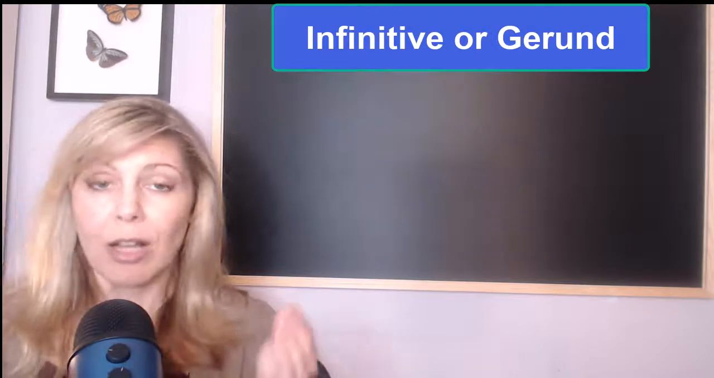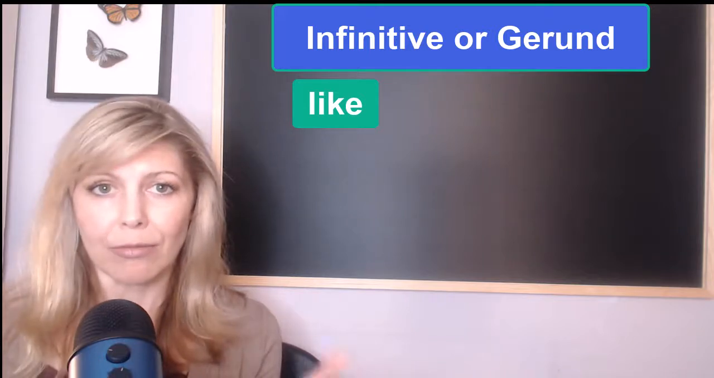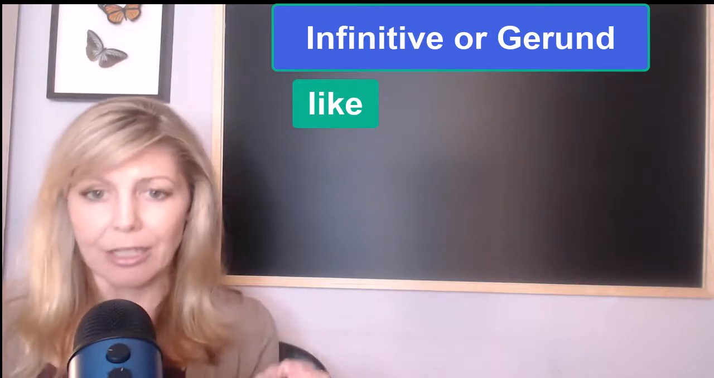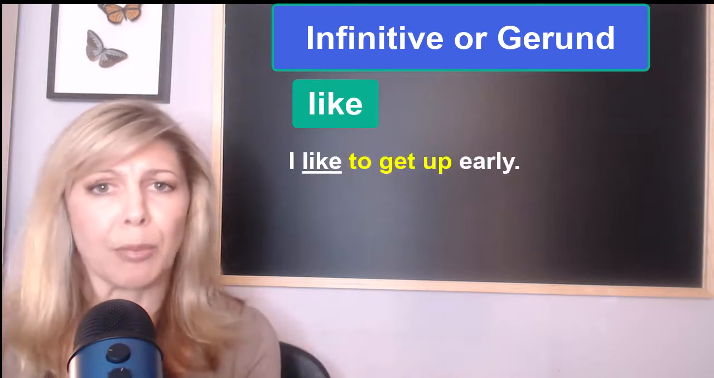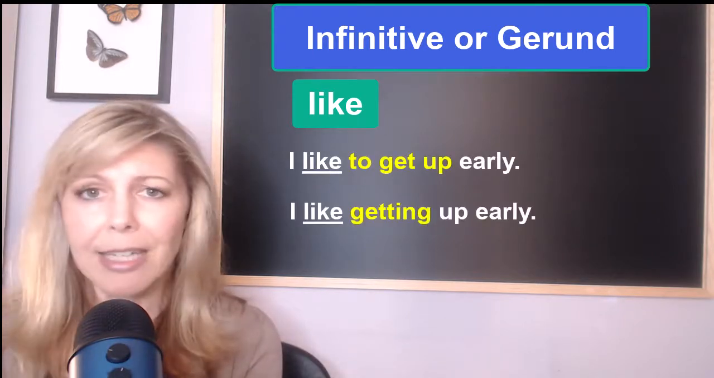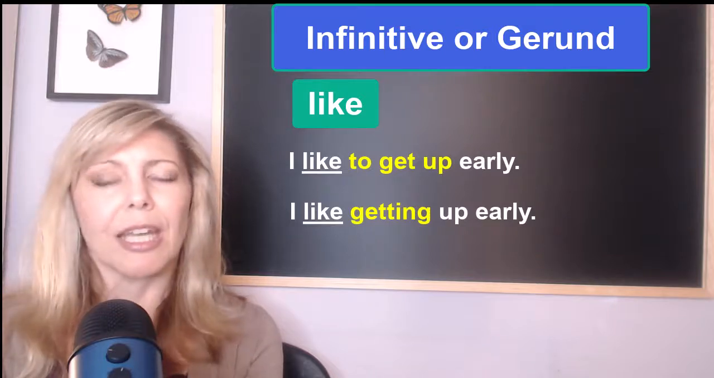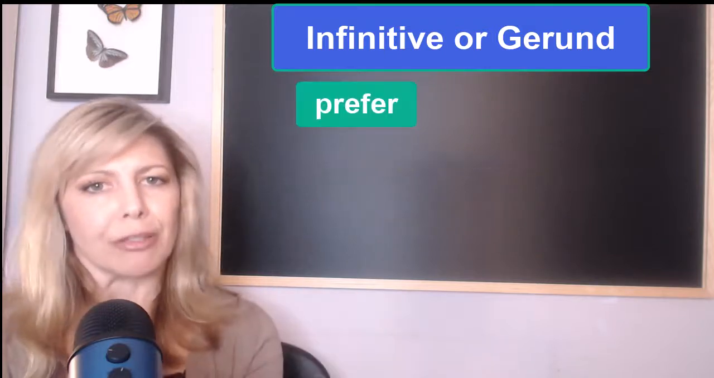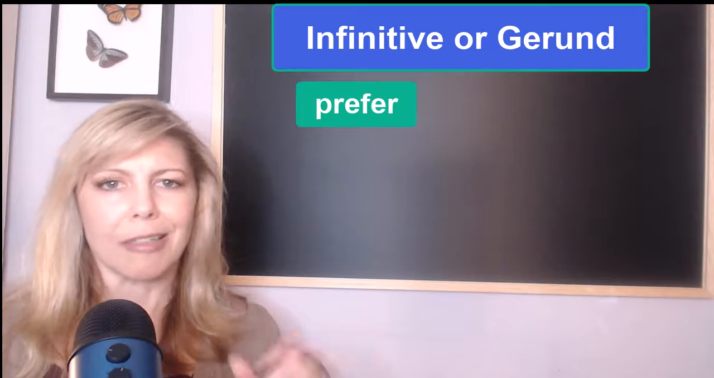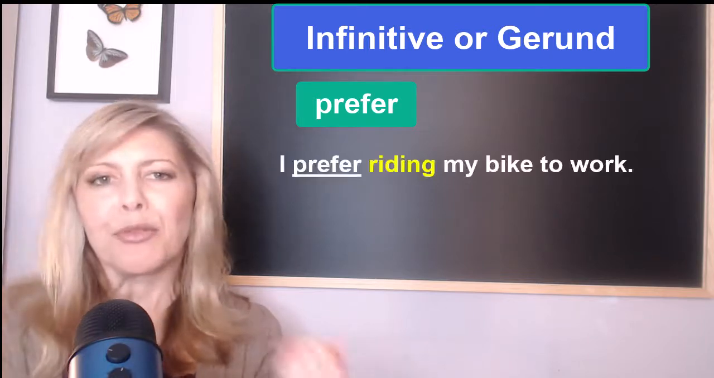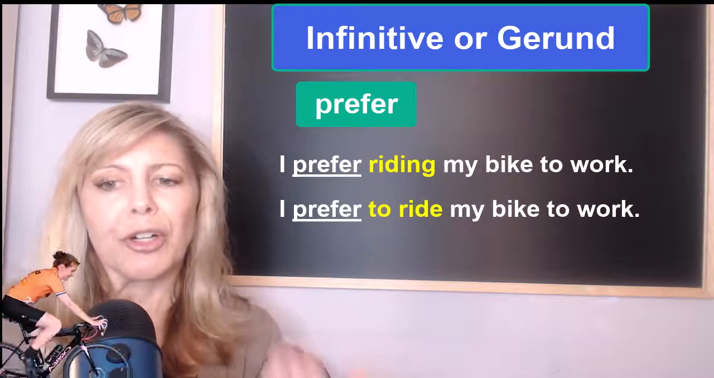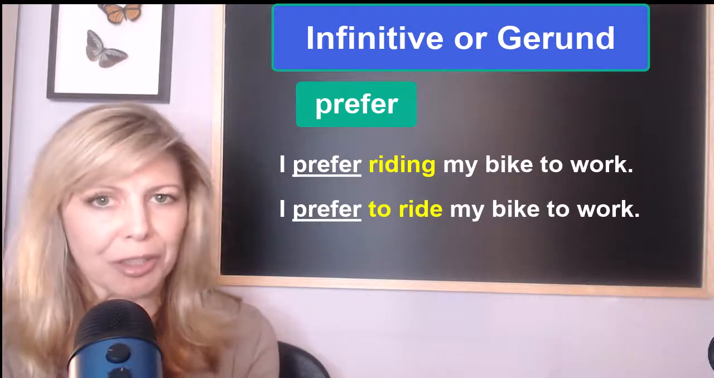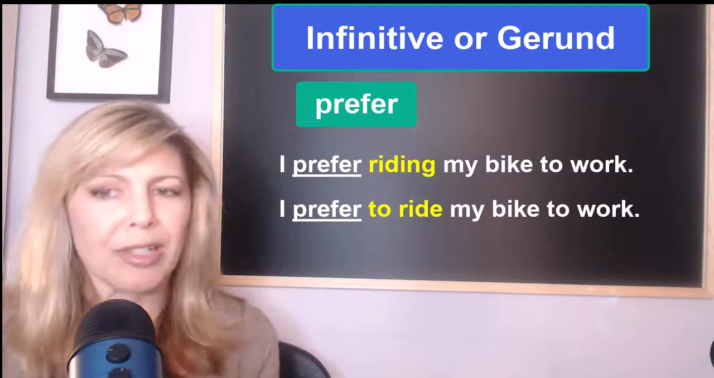And if you use like by itself, not with feel, but just like, you can use a gerund or infinitive. I like to get up early. I like getting up early. And you can also add the word prefer. These are a lot of likes and not likes. Prefer. I prefer riding my bike to work. I prefer to ride my bike to work. Both of those are acceptable.